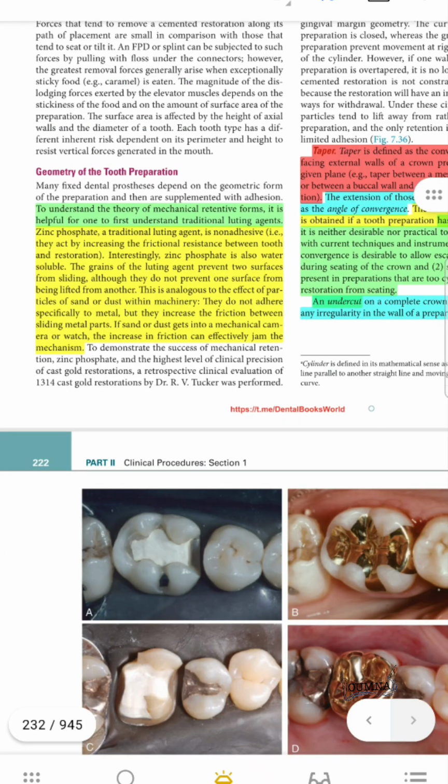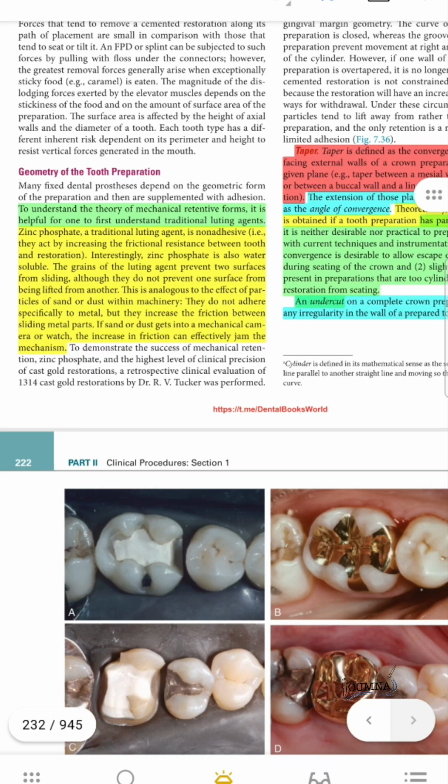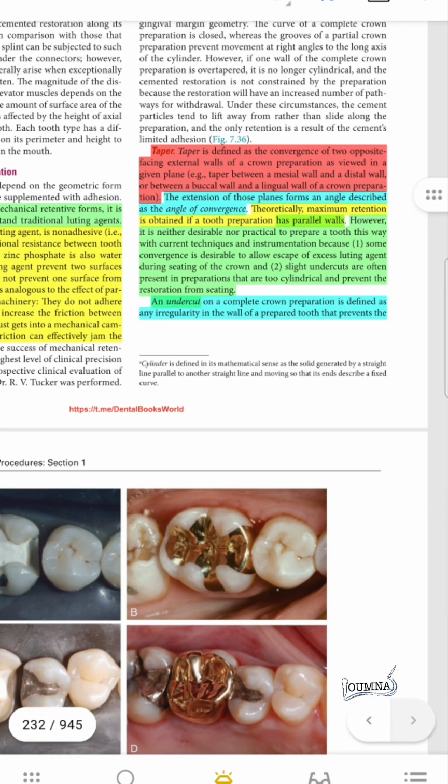Another consideration for the retention is the luting agents. The zinc phosphate is not adhesive, but it increases the frictional resistance between the tooth and the restoration, which means that it prevents one surface from sliding against the other. So it increases the friction between the sliding metal parts to facilitate the excessive escape of the luting agent.